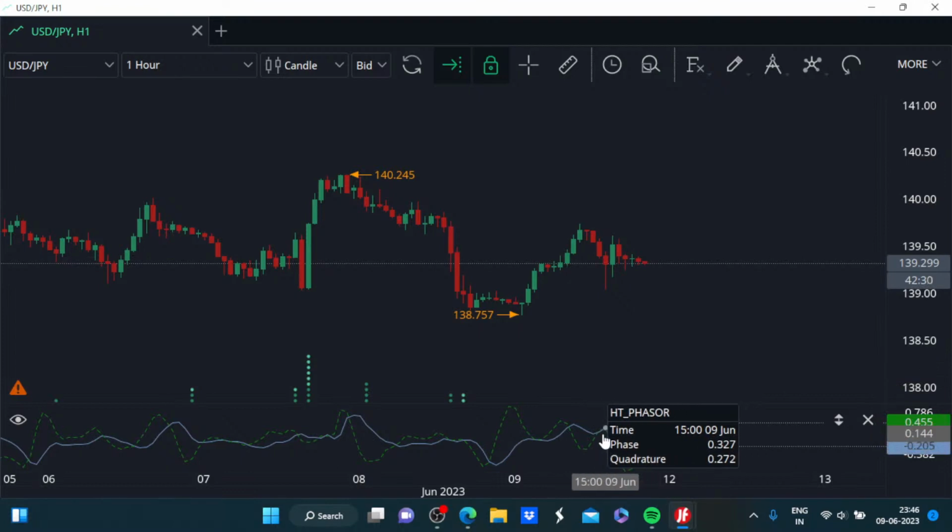we had the in-phase component moving upward, but the quadrature component had moved quite swiftly nearby, and in no time it again changed the direction. So that would have indicated the sideways nature of this price action, and even now the USD JPY is only going sideways. There is a lack of momentum on either side.